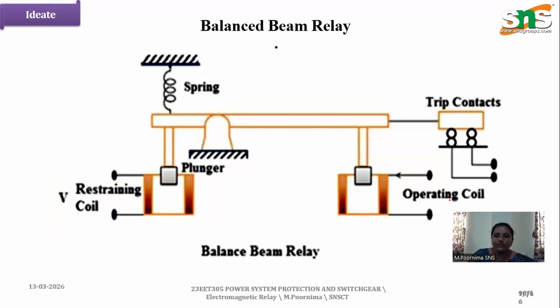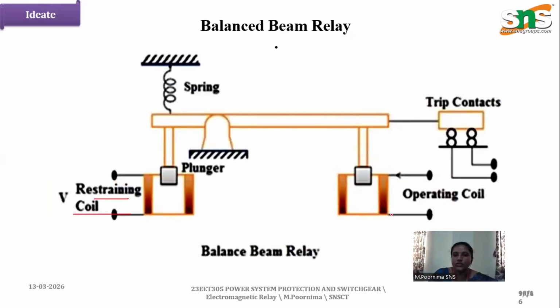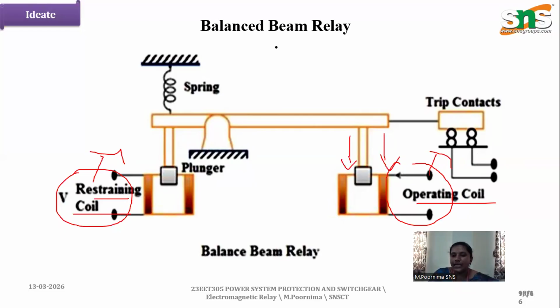Now coming to the balanced beam type, we have two types of coil. One is the restraining coil, one is the operating coil. We already discussed this in the previous classes. The operating coil is to close this contactor. The restraining coil is used not to close the contactor, which keeps the contactor open. When starting, the restraining coil gets energized. When an overcurrent occurs, the operating coil gets energized. What happens when the operating coil gets energized? The balanced beam gets attracted here. Once it gets attracted here, the trip contactor gives a signal to the relay. So it's the balanced beam type.